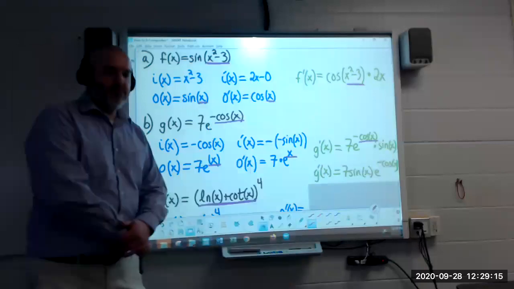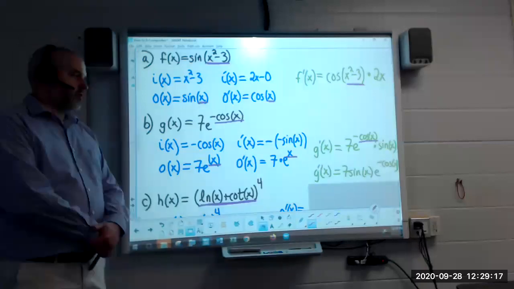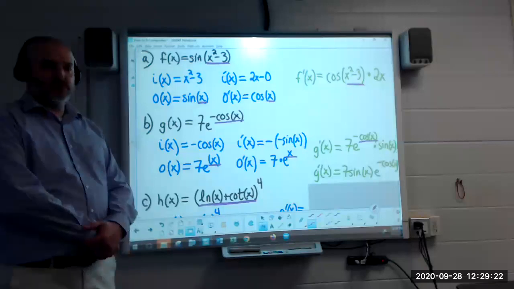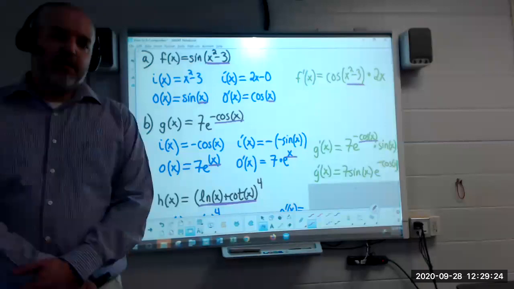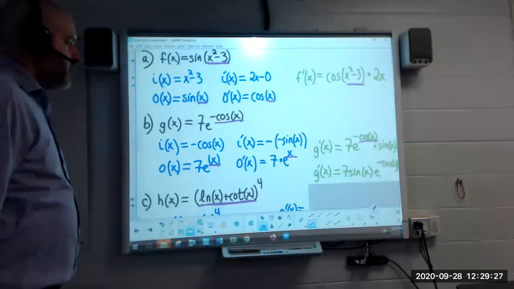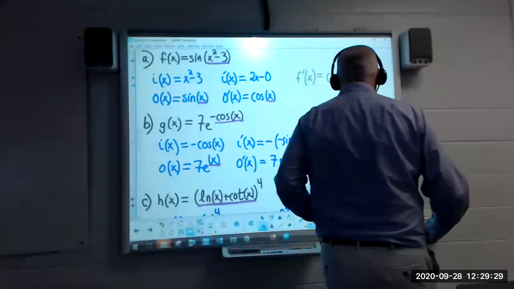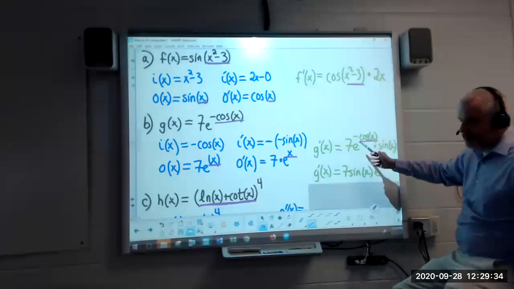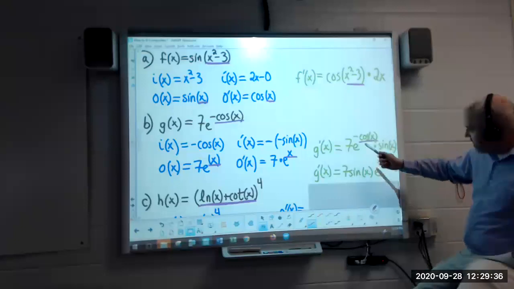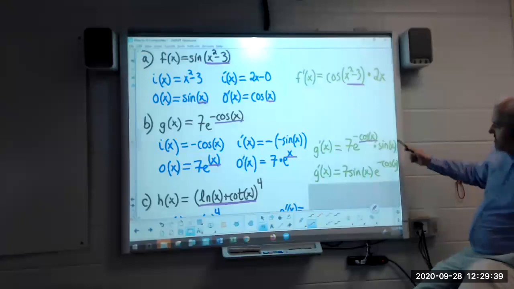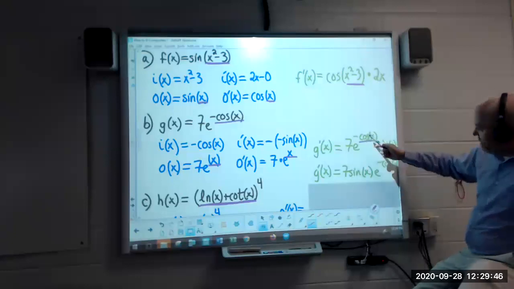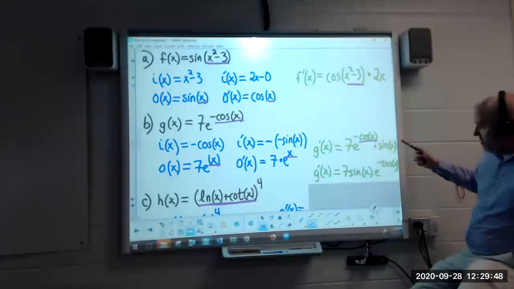You could, of course, if you were feeling it, change the order here. You could have 7 sine of x times e to the power of the opposite of cosine of x. That's also fine. About the only big mistake you can make in writing is to not be mindful that the opposite of cosine of x is the exponent of base e. When you take the derivative of that, you're multiplying sine of x, not as part of the exponent. So in terms of order of operations, you do cosine of x, the opposite, e to that power, multiply by 7, and multiply by sine.